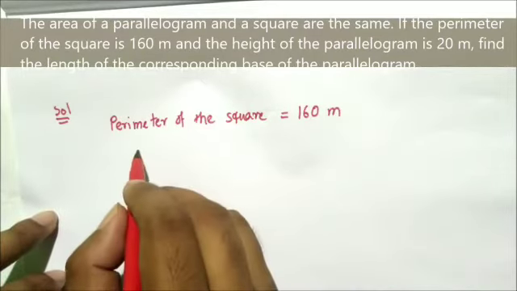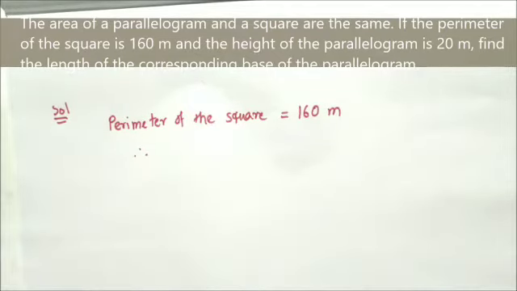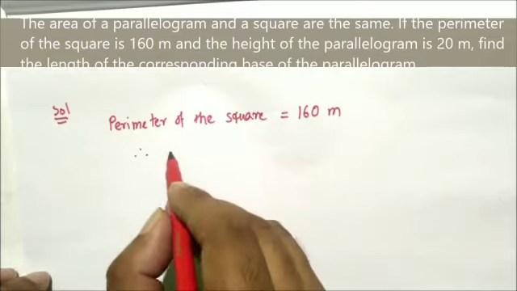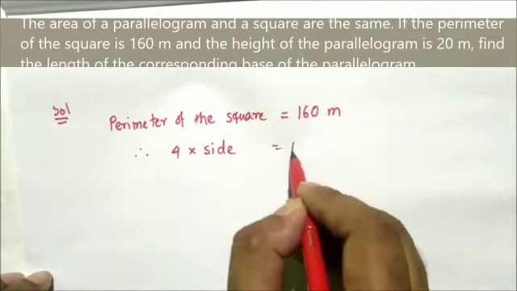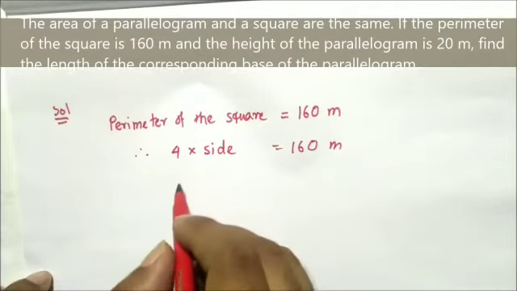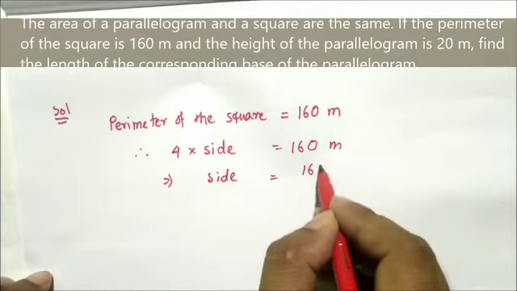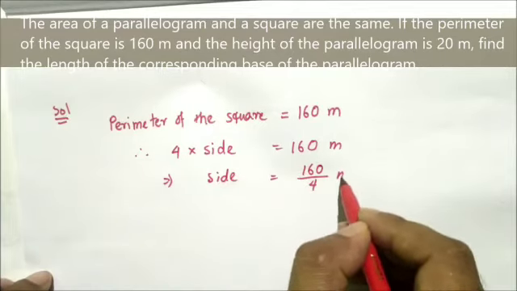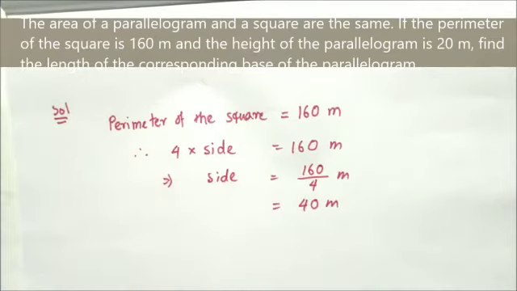Therefore, you know the perimeter of a square is 4 into side, right? 4 into side. So if you use 4 into side, the formula, 160 meter, then side will be equal to 160 divided by 4 meter, so 40 meter. That means the perimeter of the square is 160 meter. From there we have found the side as 40 meter, right?